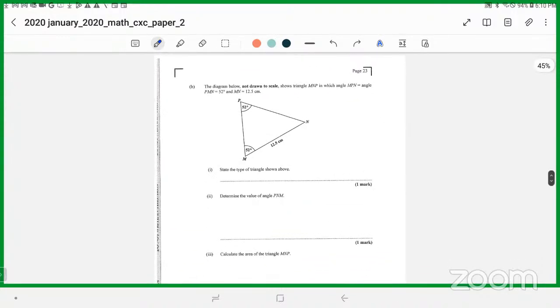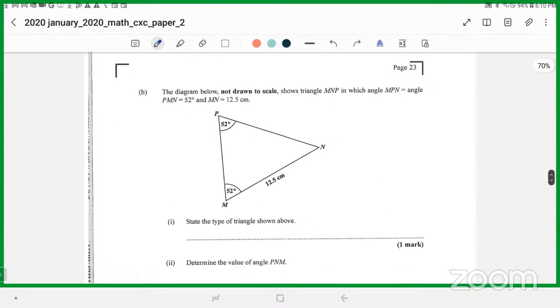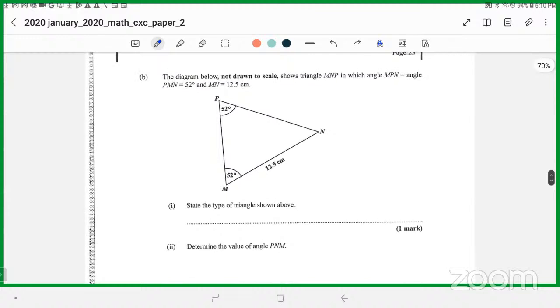You notice that we're doing the majority of the paper now. So we're going far in the syllabus, right? We're doing a good majority of the paper now. This question gives us this diagram. It's a tricky question. It says diagram below not drawn to scale.